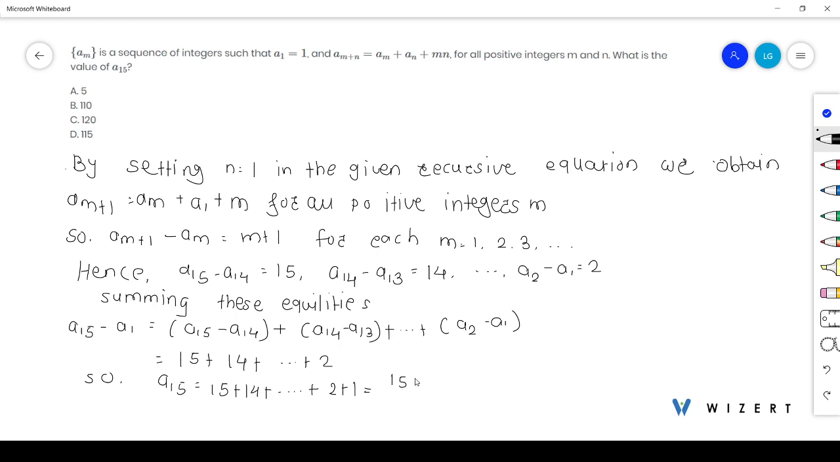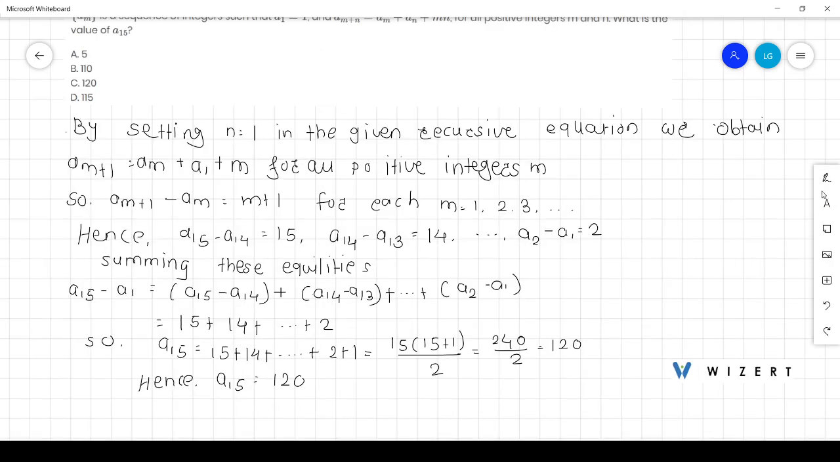So, it is 15 into 15 plus 1 divided by 2. So, it is 240 divided by 2, which gives 120. Hence, the value of a_15 is 120. So, from the given options, option C is 120. So, our correct option is option C.